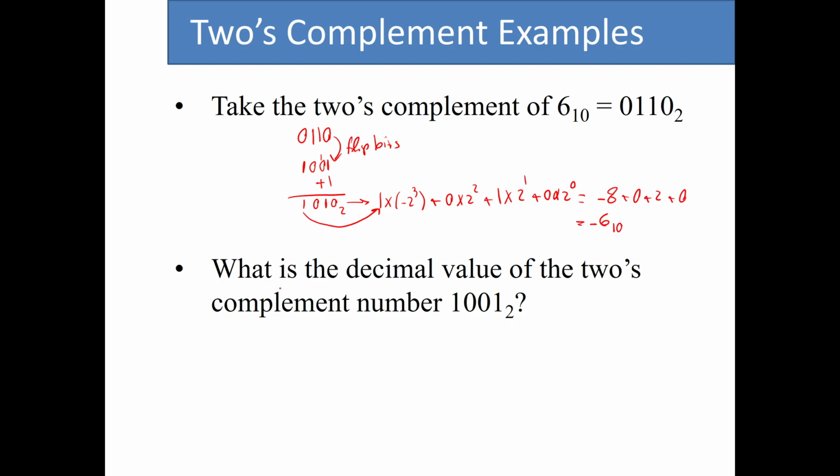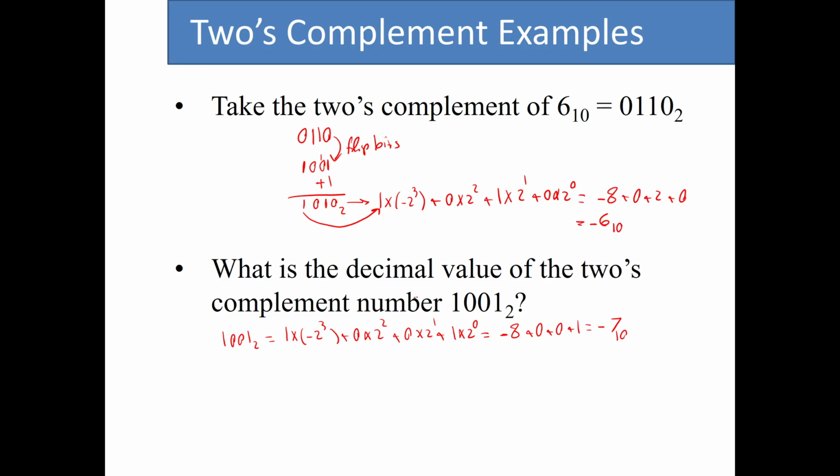So let's just look at another example. What is the decimal value of the 2's complement number 1001? Let's do it in two ways. The first way is to use the associated weights. So we have 1001 in base 2, which is equal to 1 multiplied by negative 2 to the 3 plus 0 multiplied by 2 to the 2 plus 0 multiplied by 2 to the 1 plus 1 multiplied by 2 to the 0. So it's going to be negative 8 plus 0 plus 0 plus 1, which makes the result negative 7 in base 10.